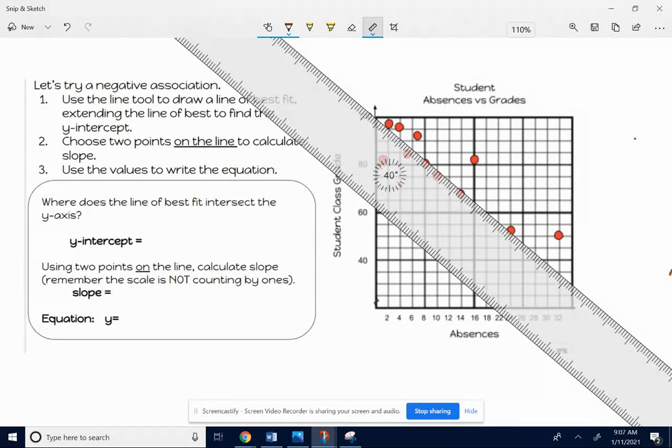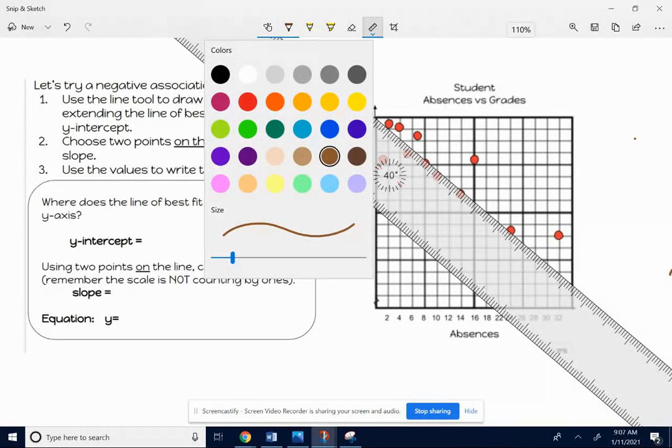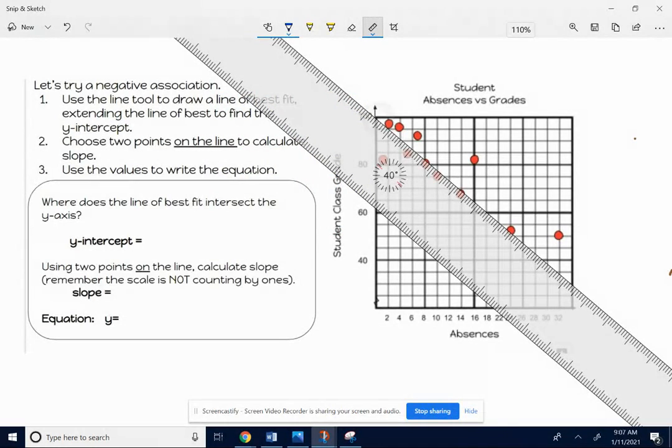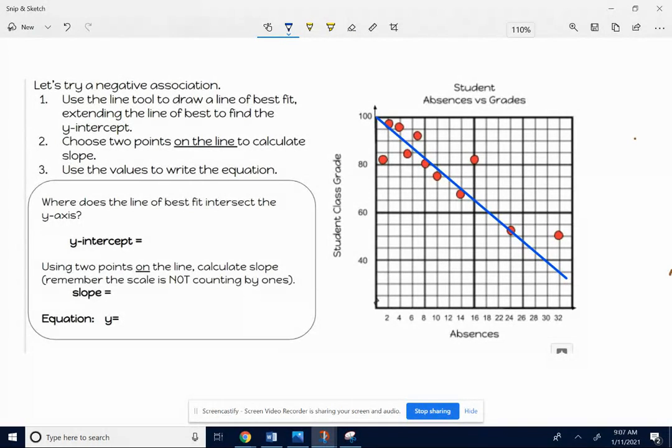So I would put it here. Use blue so you don't have different colors there. Okay, there's my line of best fit. Yours could be different. We're going to first find the equation of the line of best fit again, and then we're going to make predictions on the next slide. We want to predict a grade. Let's see, I wrote it down. Predict a grade for 12 absences and 15 absences.